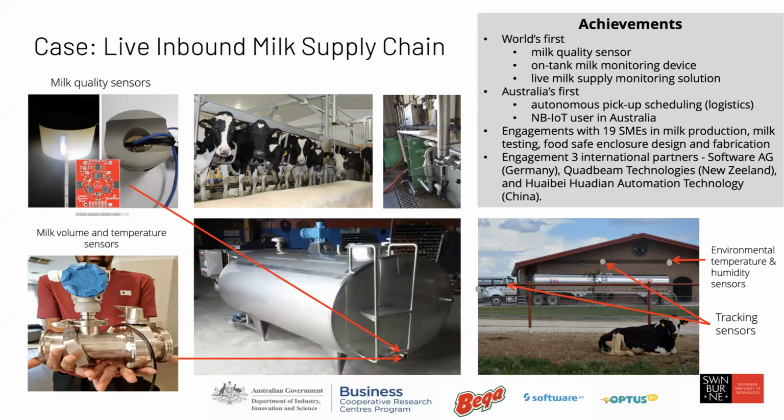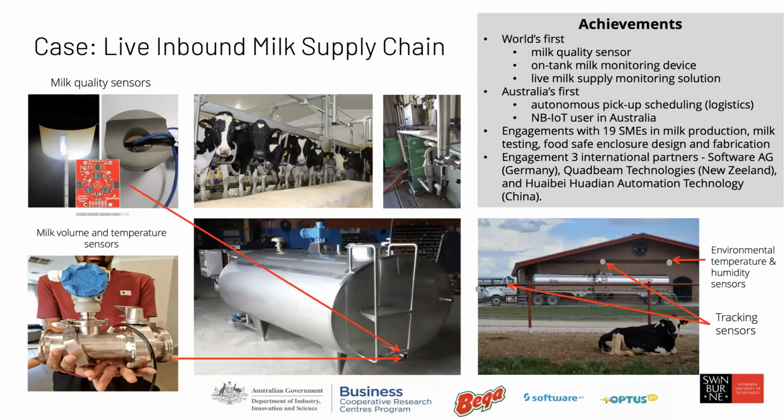Next, I will give you a few real-life examples, which are the actual works that have been done by Swinburne University with their industry partners. One example is the live inbound milk supply chain. The problem is how to improve the production of milk quality and streamline the milk supply chain.